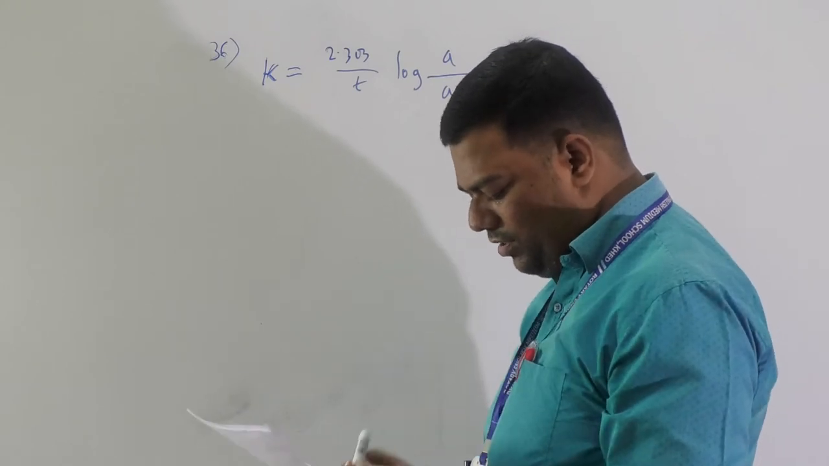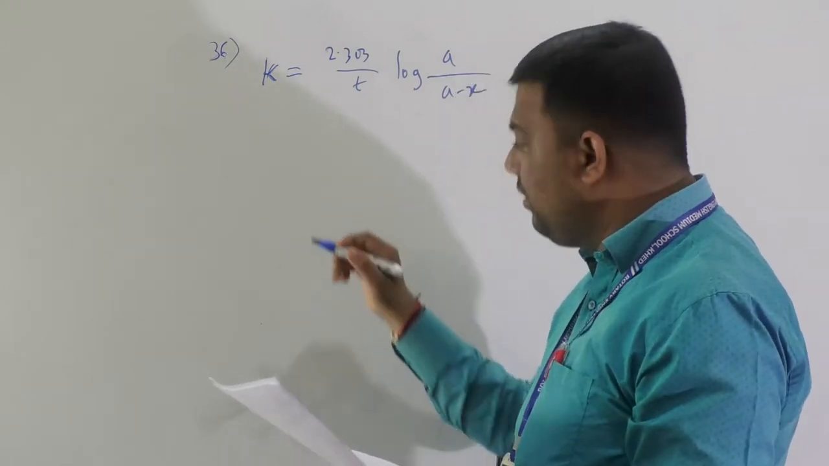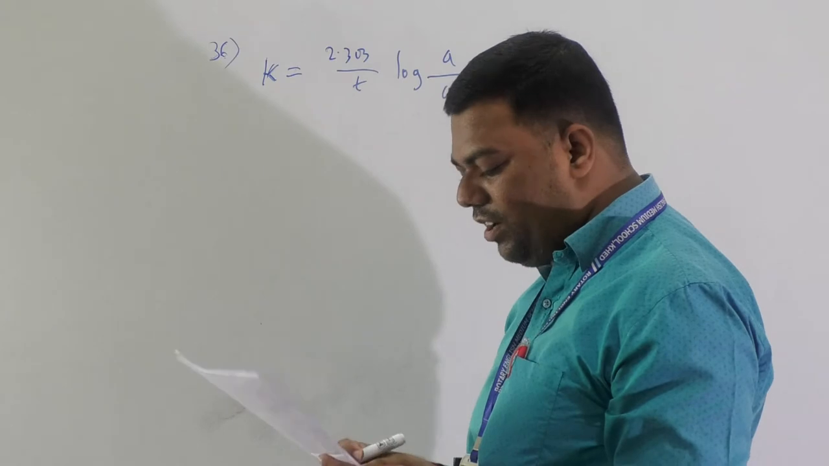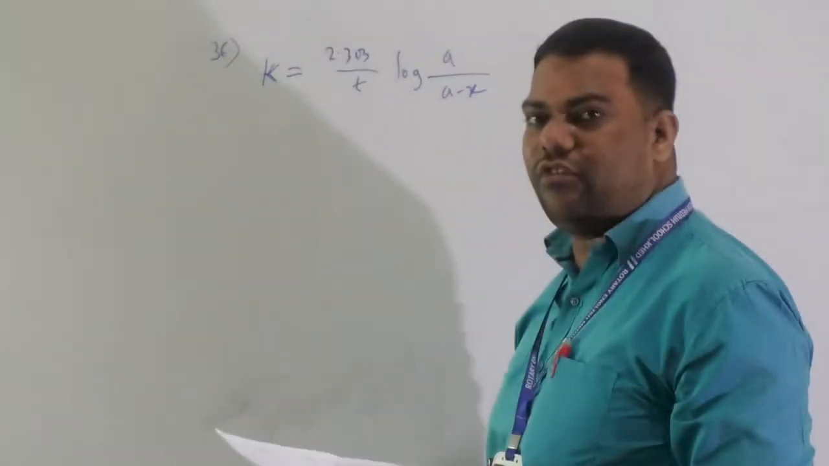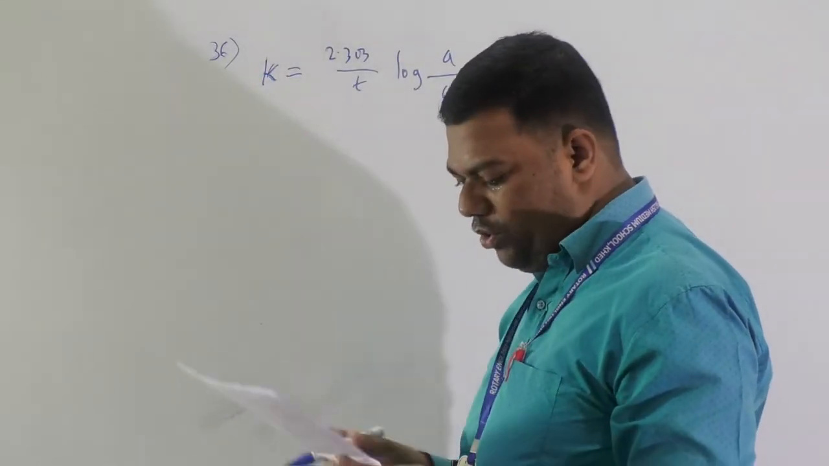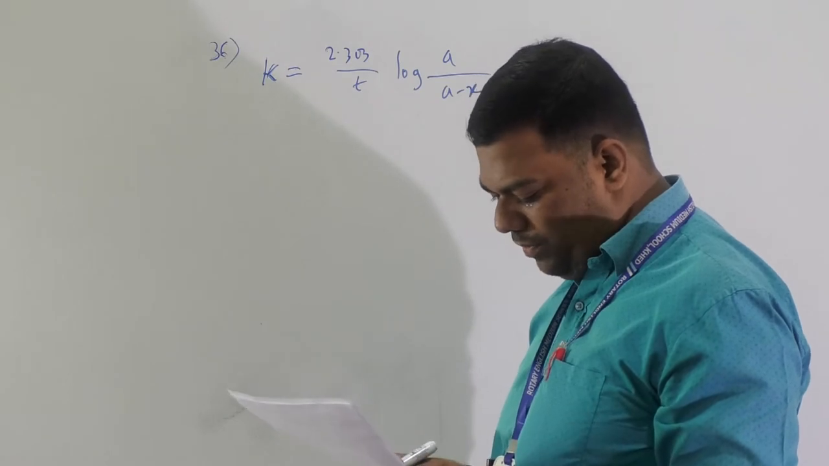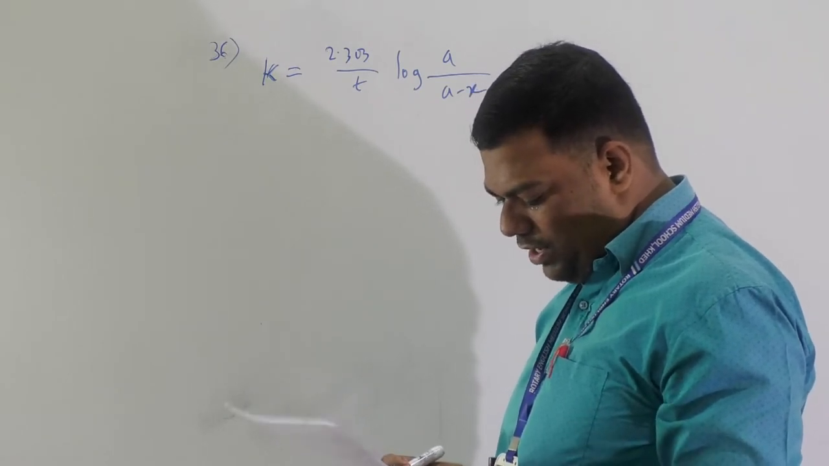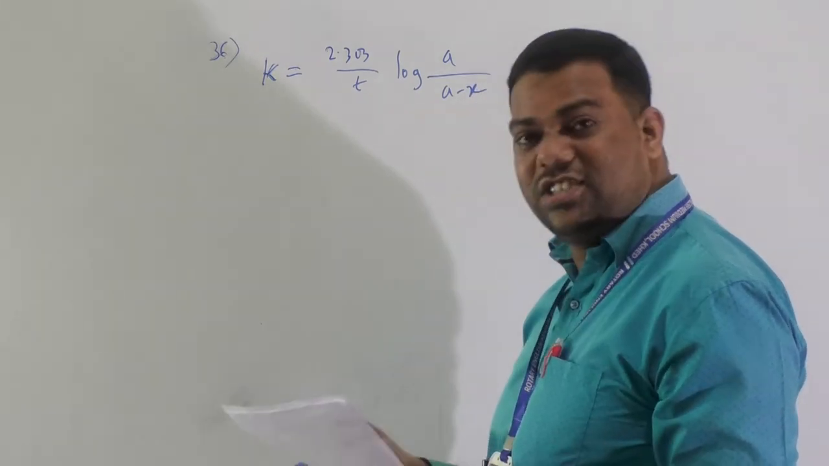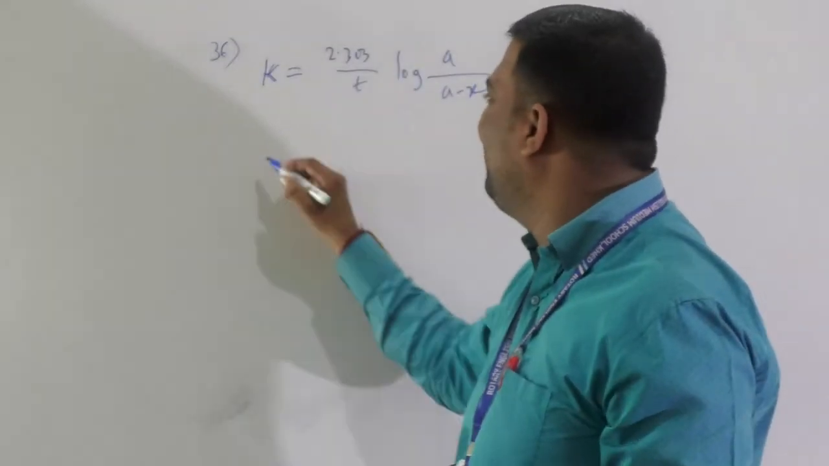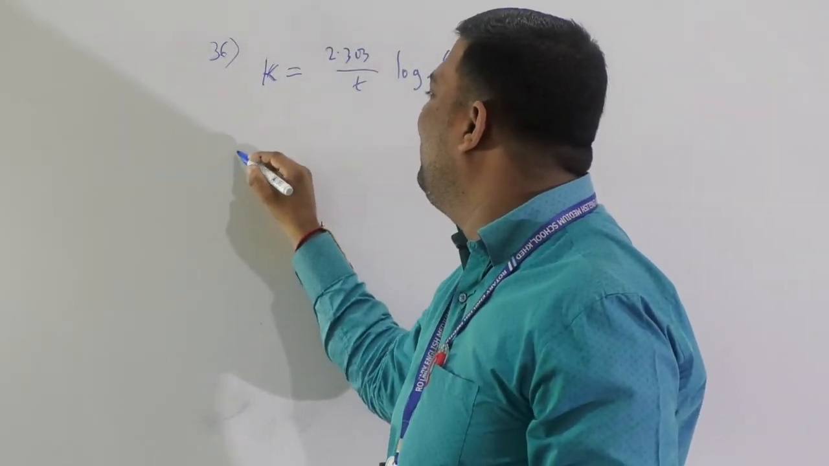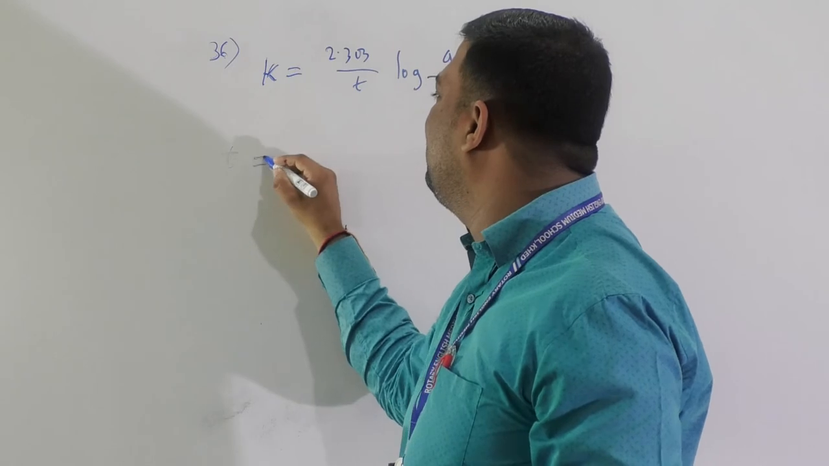Now see, whatever we want here is how much time, so T we have to calculate. K they give: rate constant 6 minute inverse. So here T is equal to, simply T is equal to what?